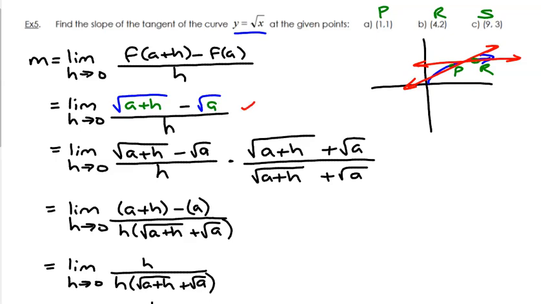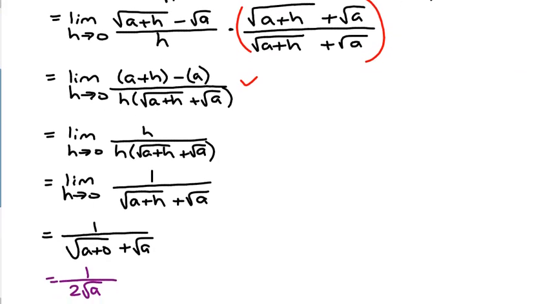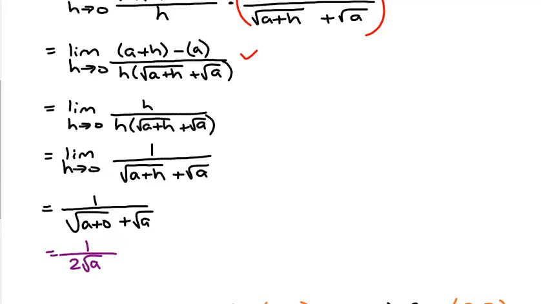Simplifying that a little bit by multiplying by the conjugate, I would then get something like this. Then what's going to happen is, notice that your a's cancel out and you have an h on the top and an h on the bottom. Those guys are going to cancel out as well, leaving you with a 1 on the top. And then we can probably sub in our 0 right away, and you're going to get 2 root a's on the bottom.